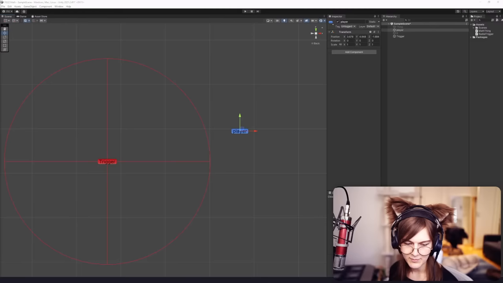When I did it before, I just put a trigger on the player that detected an NPC with an interact bool. Yep, that works.